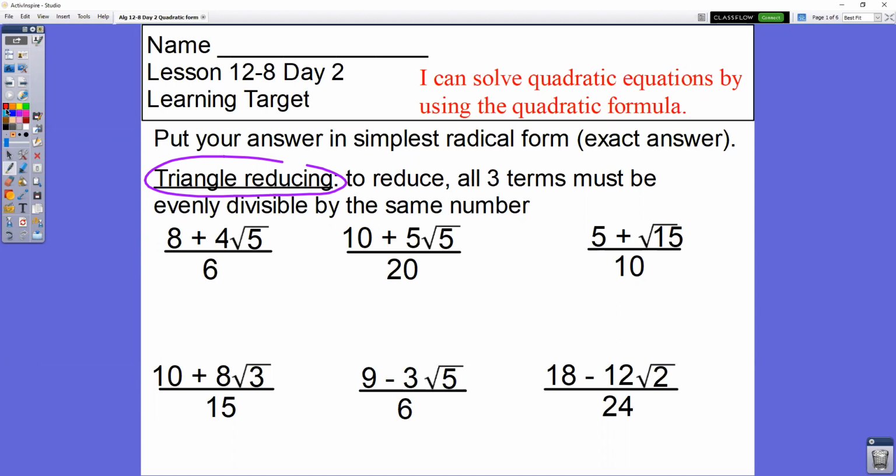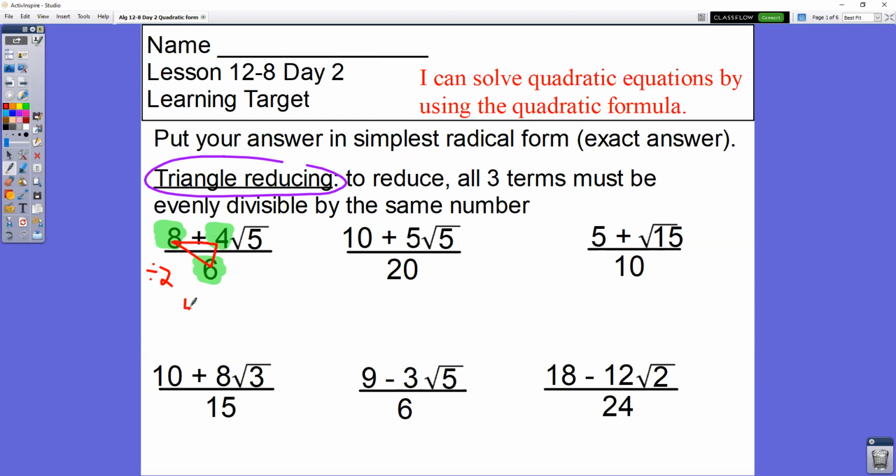When you go to put it into simplest radical form, you're looking at this number, and this number. You are not looking at the number that is inside the square root symbol, all right? So when you go to reduce, you're looking at these 3. So this is why it's called triangle reducing. You're looking for a number that is evenly divisible into the 8, the 4, and the 6. Well, what number goes into 8, 4, and 6? 2. So we would divide all 3 of those numbers by 2 to reduce it into simplest radical form.